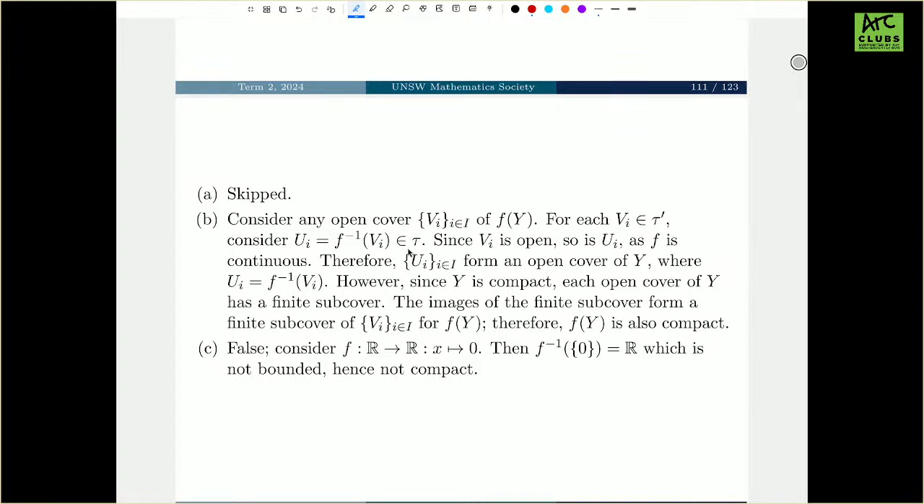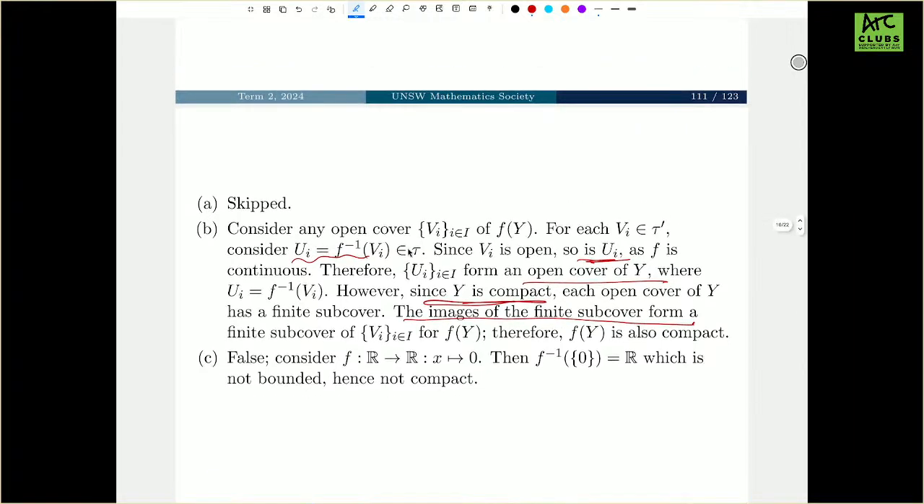Yep, so for any open cover, you can consider the inverse images, and they're going to be open because f is continuous, and these form an open cover of Y. Then you use the compactness of Y, and then take the images again, to get a new finite subcover.